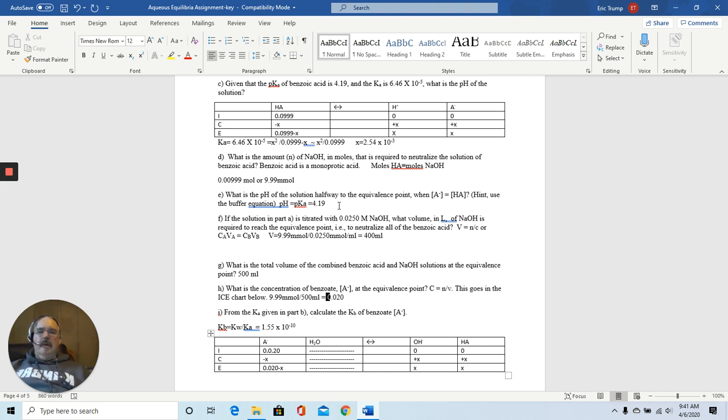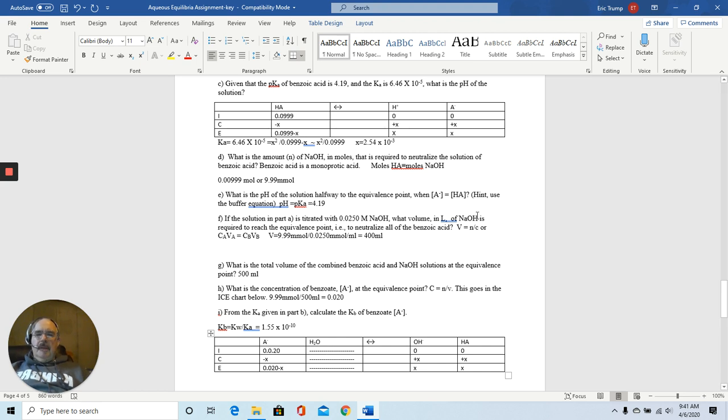Okay, if we titrate with 0.0250 molar NaOH, what volume in liters or milliliters is required to reach the equivalence point? Okay, so volume is amount divided by concentration. And of course, we get a ridiculous answer, 400 milliliters. We would have to empty the burette multiple times. Okay, so the combined solution would be 100 plus 400 is 500.